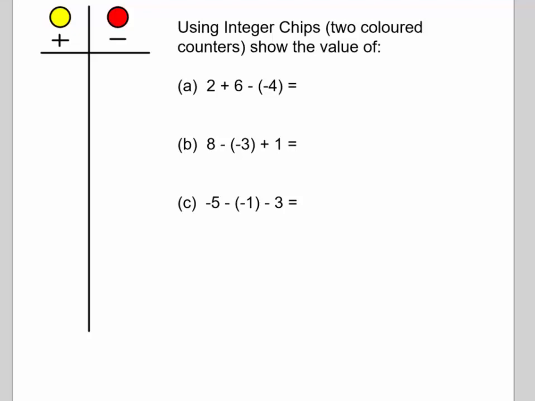Okay, so let's have a look. Now, first one, 2 plus 6. I feel pretty comfortable that I can do that without chips. That's 8.